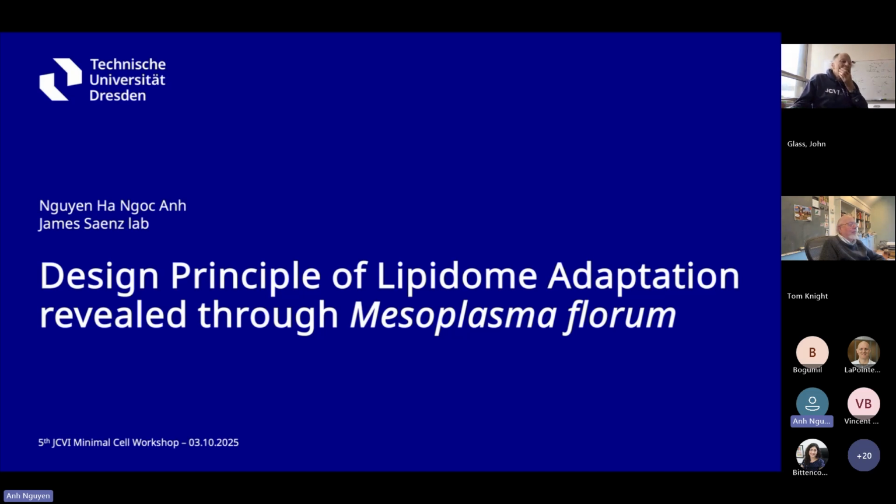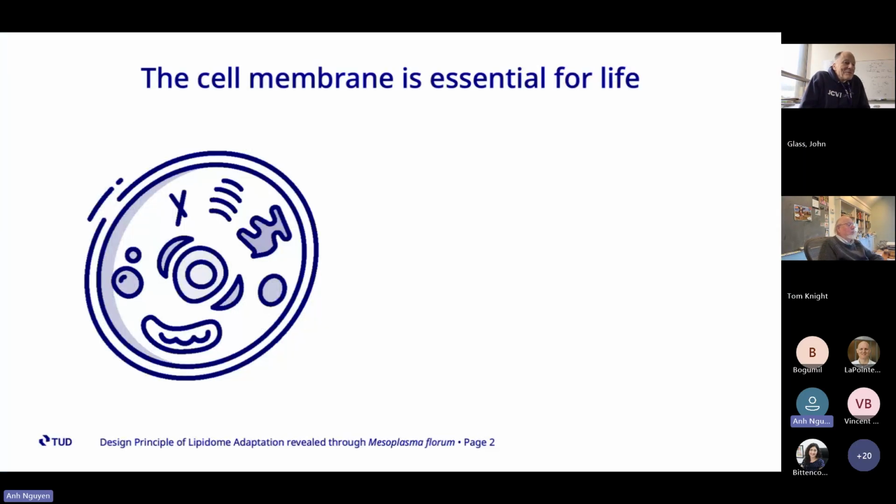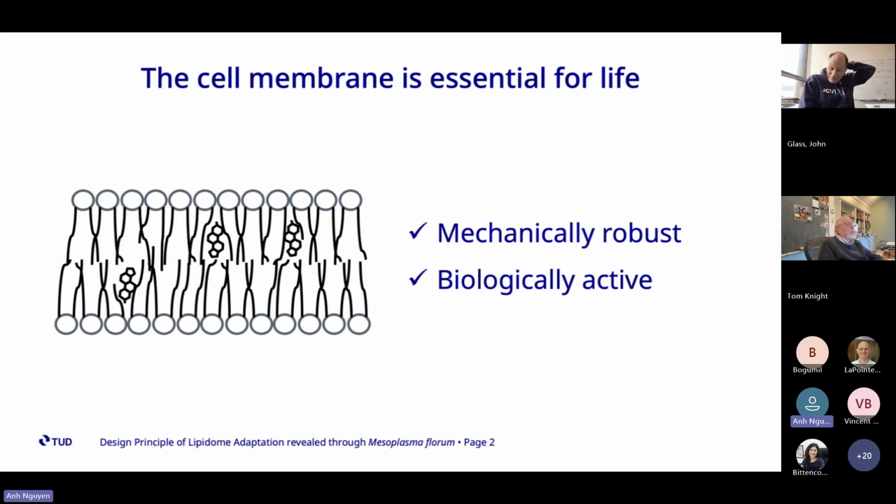All right. So today I just want to update you guys with the situation of us using our simple bug Mesoplasma florum to try to get an understanding of the design principle of how membrane lipidome actually adapts to temperature. As Katerina already mentioned earlier in her talk, the membrane is essential for life and it is a biophysical construct. So it has to have some critical biophysical properties: mechanically robust, and also it has to be fluid so it maintains biologically active.